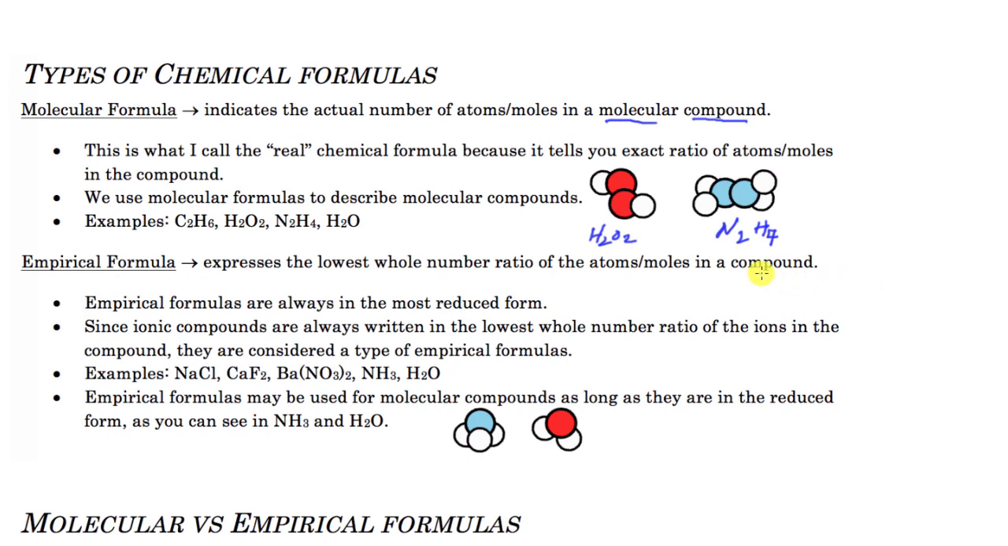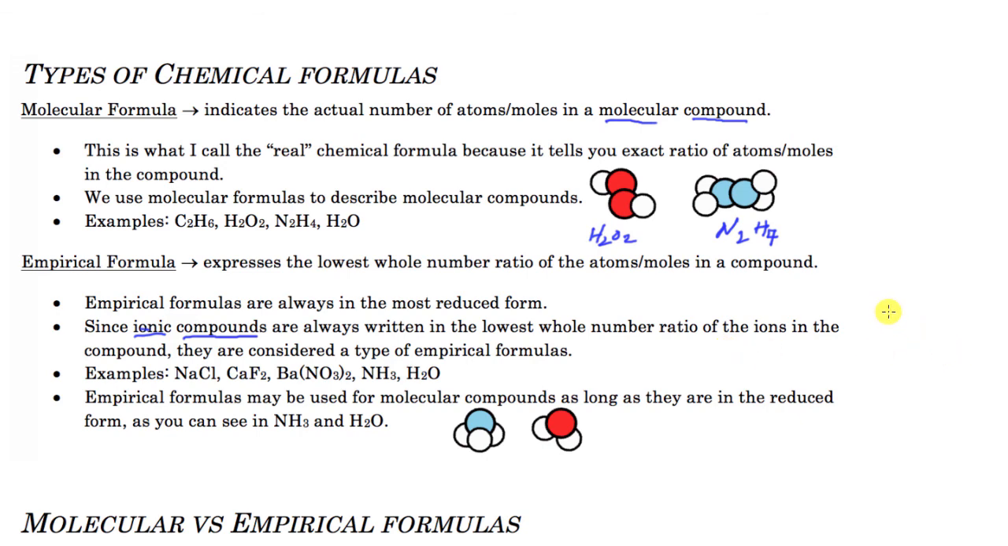Okay, empirical formulas express the whole number ratio, or the lowest whole number ratio, of the atoms. So this is like a simplified version of the molecular formula. We're going to reduce them down into their lowest terms. So empirical formulas are always reduced down. This ties back into ionic compounds. Ionic compounds should always be written in their lowest terms possible.